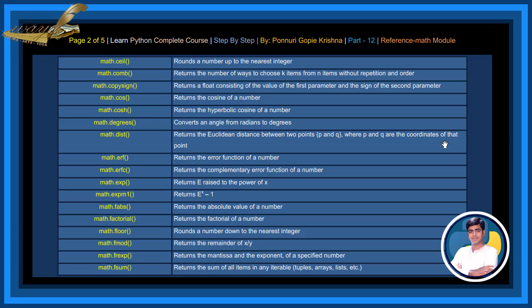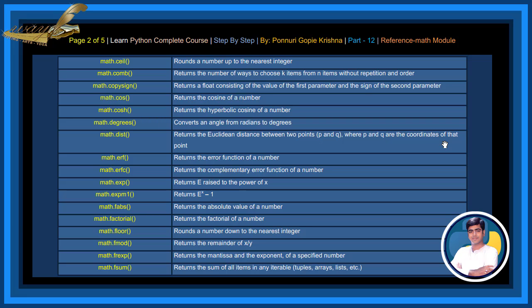The math.copysign method returns a float consisting of the value of the first parameter and the sign of the second parameter. The math.cos method returns the cosine of a number. The math.cosh method returns the hyperbolic cosine of a number. The math.degrees method converts an angle from radians to degrees.